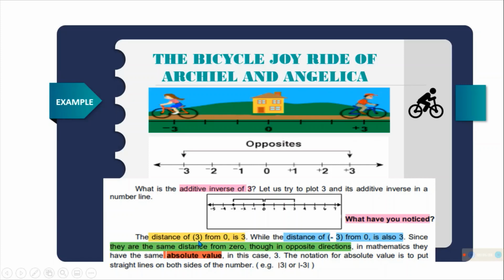So, the distance of 3 from 0 is 3, while the distance of negative 3 from 0 is also 3. Since they are the same distance from 0, though in opposite direction, in mathematics, they have the same absolute value, in this case 3. The notation for absolute value is to put straight lines on both sides. Parang may pader, that is absolute value. Pwede siyang isulat ng absolute value of positive 3 or absolute value of negative 3. Ang sagot pa rin yan still 3.